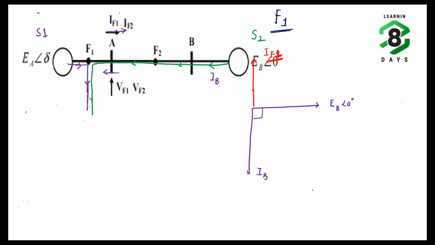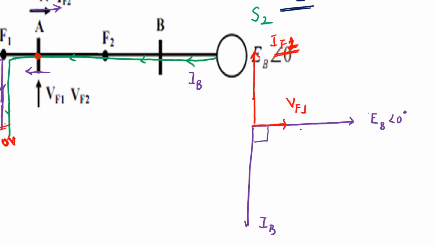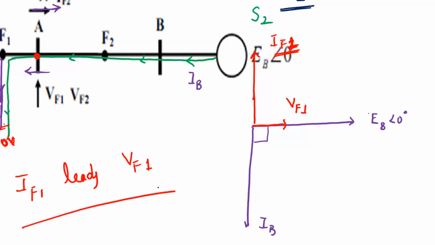Your VF1, the voltage at this point, will be how much? It will be very small, because at the short circuited point the voltage is 0. So here only this drop is VF1. Your VF1 will be in phase with VB, but it will be very small. Now if you correlate the angle between VF1 and IF1, what is it here? IF1 leads VF1. Understand?